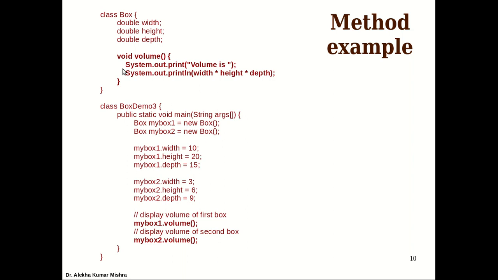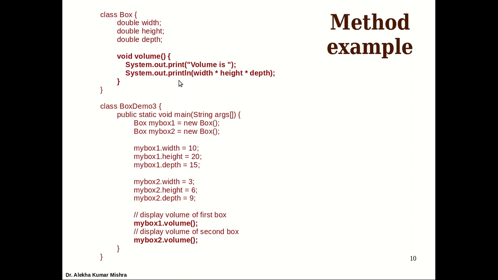Instead of computing volume in the main, we know that every box has some volume value, so we can compute the volume using a method. Void indicates that there is no return type, it doesn't return anything. It simply displays here. We can return a value if required, but here I am just printing the volume within the method only. It prints the result of width multiplied by height multiplied by depth. That's all, two statements within volume.